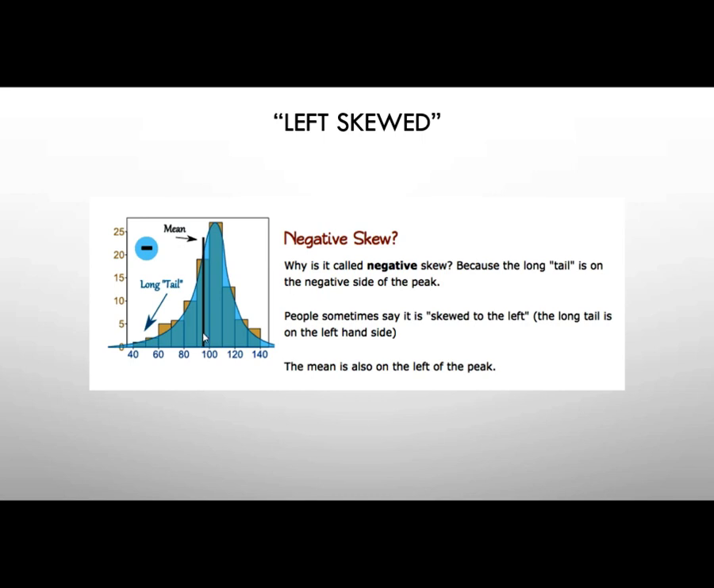Now this dark black line here with the arrow pointing to it called mean is the actual mean of this distribution. Notice it is to the left of the peak because these tails, these outliers, these few low numbers are pulling the mean that way.